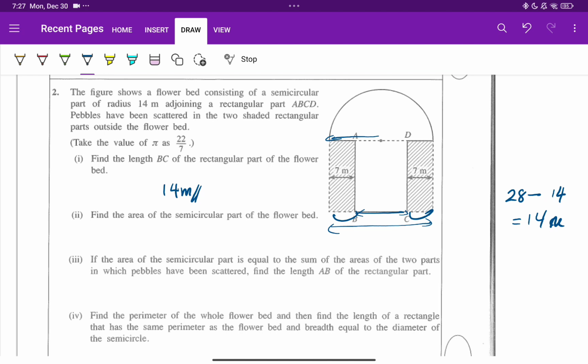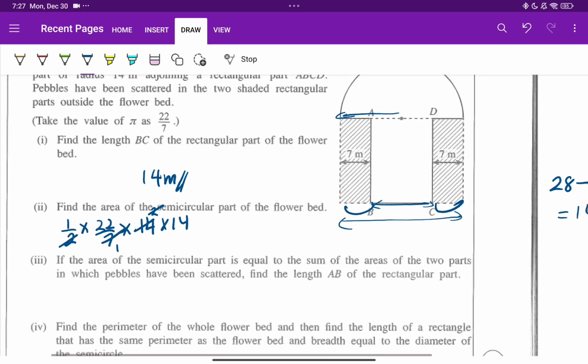And then find the area of the semicircular part of the flower bed. Area of a semicircle, we know theta over 360, that is half for the semicircle, into pi r squared. So pi is 22 over 7 and r squared, the radius is 14, the square of 14. And we can cancel 14 as 2 and 1, and then we can cancel the 2's. 22 times 14, that would give us 308 square meters. That's the area of the semicircle.